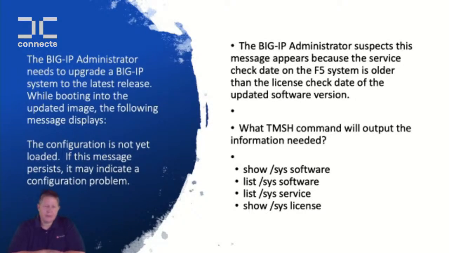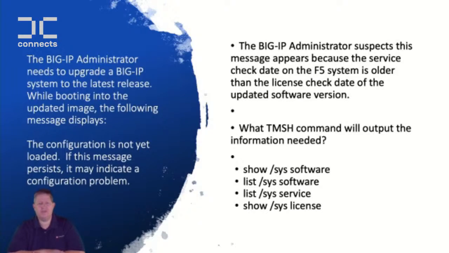Okay, so this is around licensing, and I think this one's from the 201 if I recall correctly, and what they're getting at here is basic upgrading process troubleshooting.